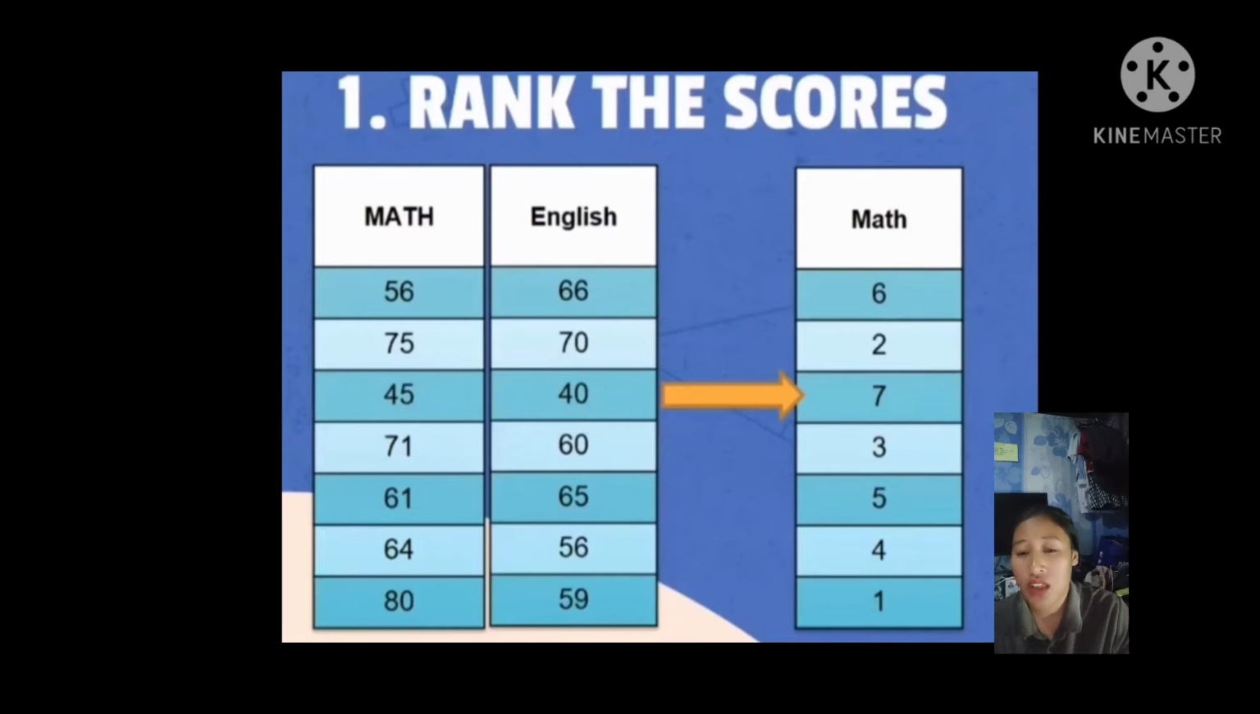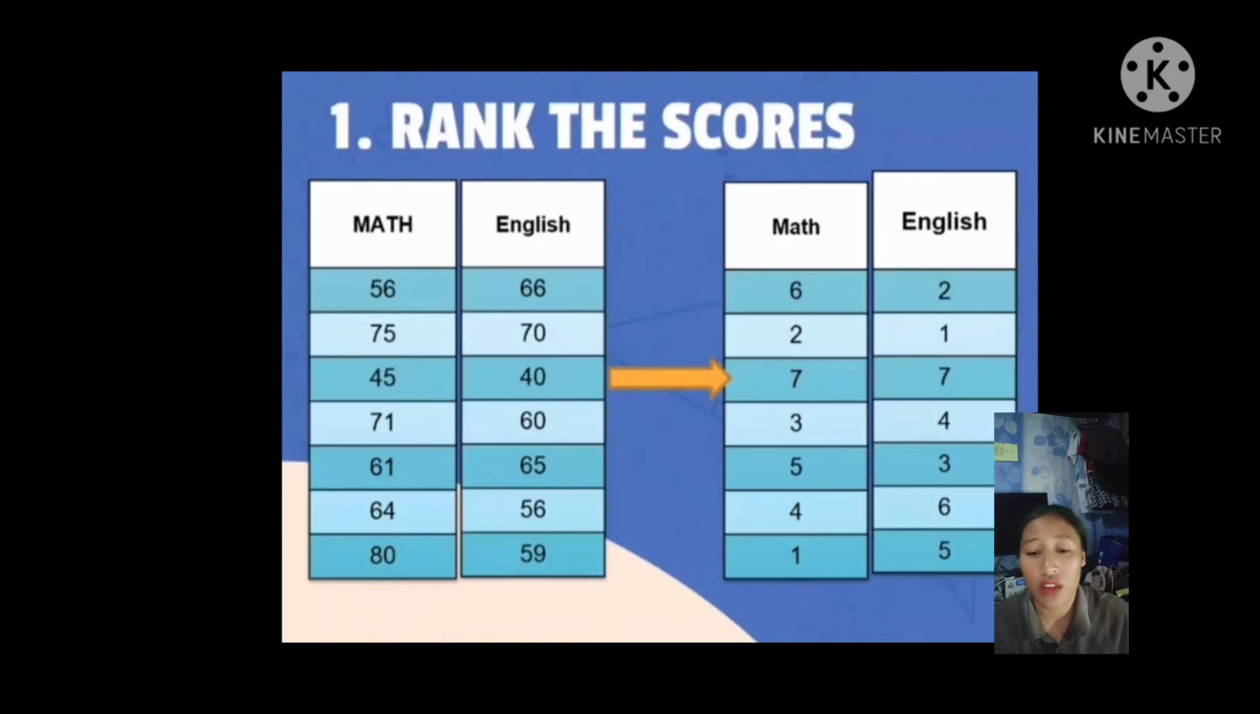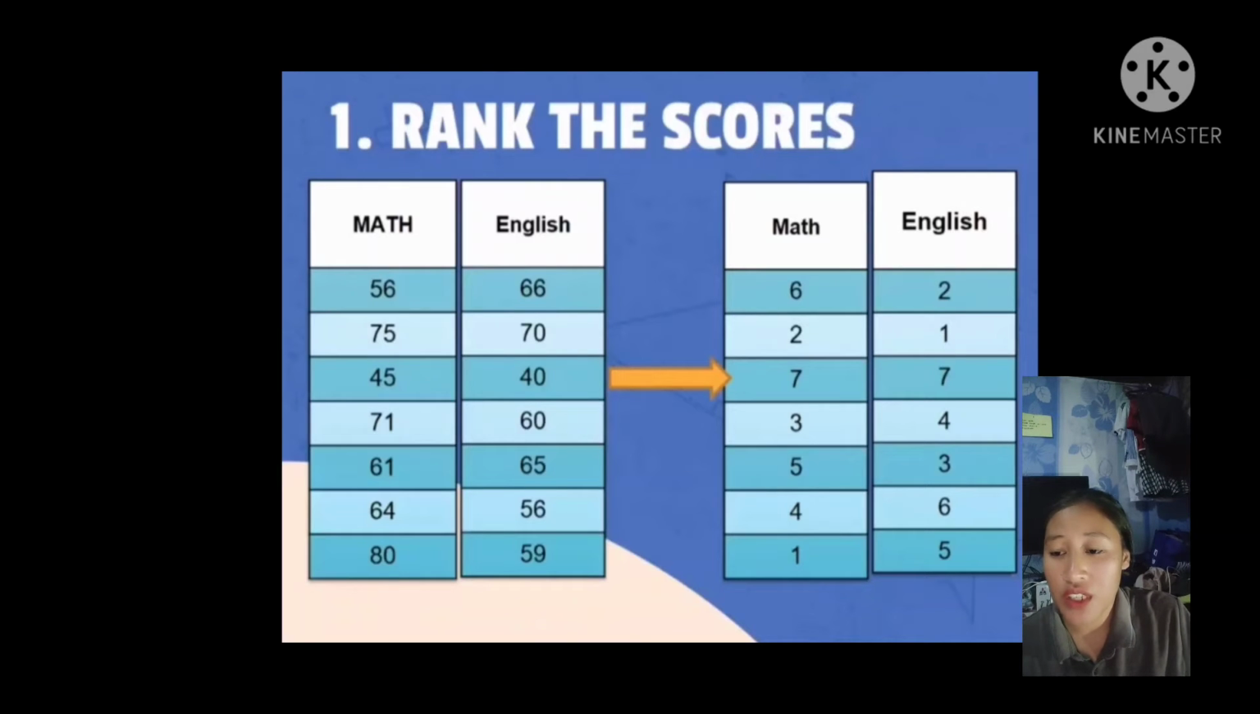So the first step is to rank the scores for math from highest to lowest. The first rank here is 80. The second is 75. The next is 71. Next is 64, 61, 56, and the last is 45. For English, the first in the rank is 70. The second is 66. The third is 65. Next is 60. Next is 59, 56, and the last is 40.